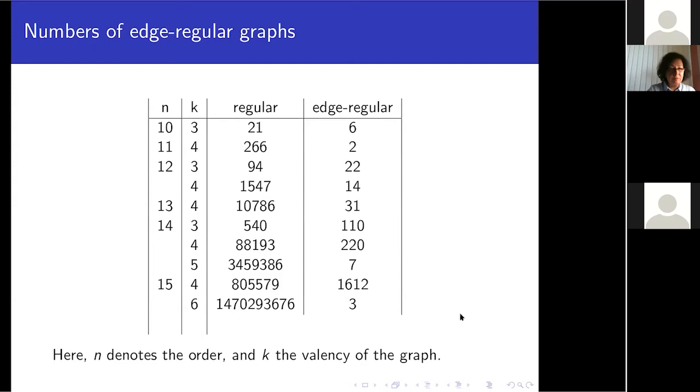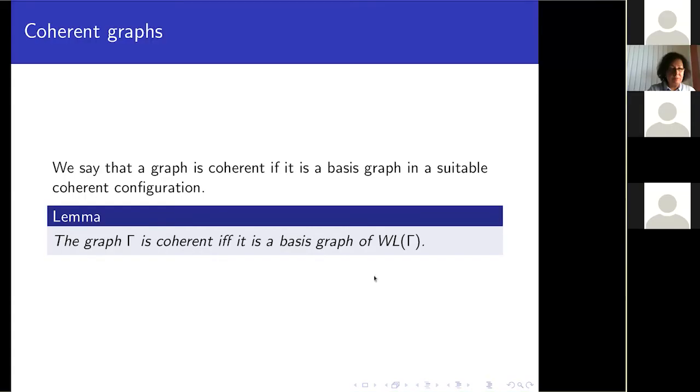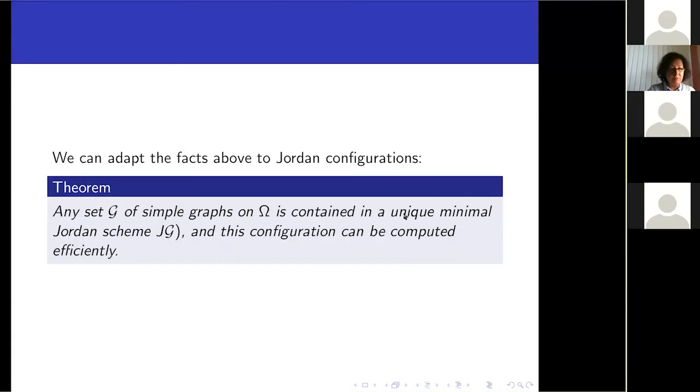And the number of regular graphs grows quite fast, while the edge regular graphs are few and far between. Here n is the order of the graph, and k is the valency of the graph. So we have found all edge regular graphs. Hopefully, otherwise let me know.